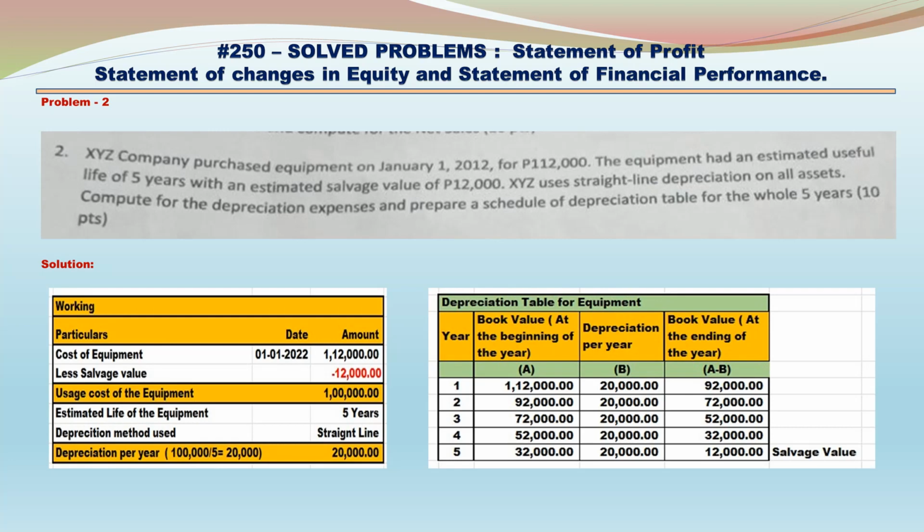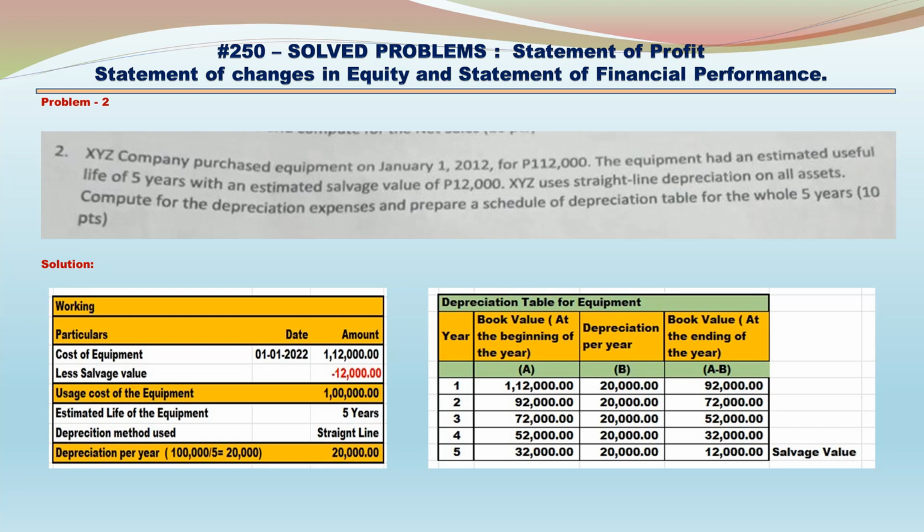Depreciation table for equipment. Year, book value at the beginning of the year, depreciation for the year, book value at the end of the year. Year 1. Book value at the beginning of the year 112,000. Depreciation for the year 20,000. Book value at the end of the first year 92,000.